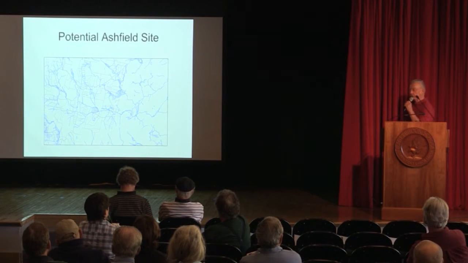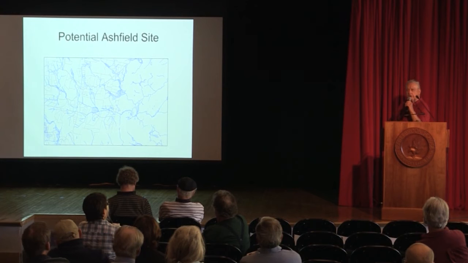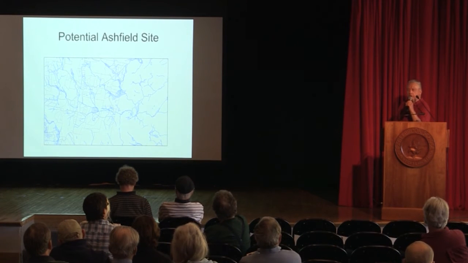And the light blue areas that are at 0 to 3% gradients. That little area right there is given a high rating as a potential seasonal site because of the low gradient and its presence adjacent to the Bear River, a high quality cold water stream.